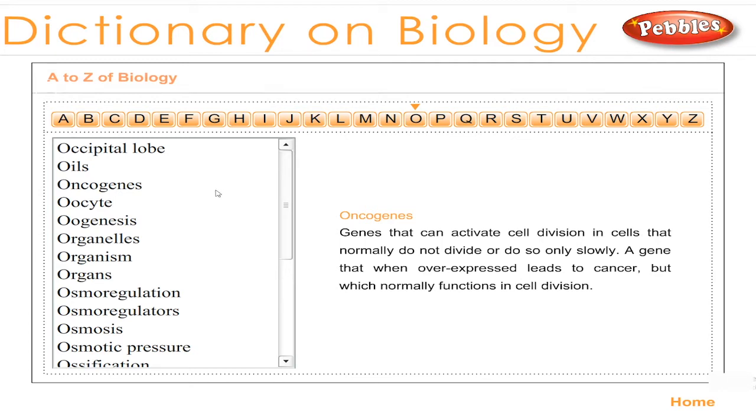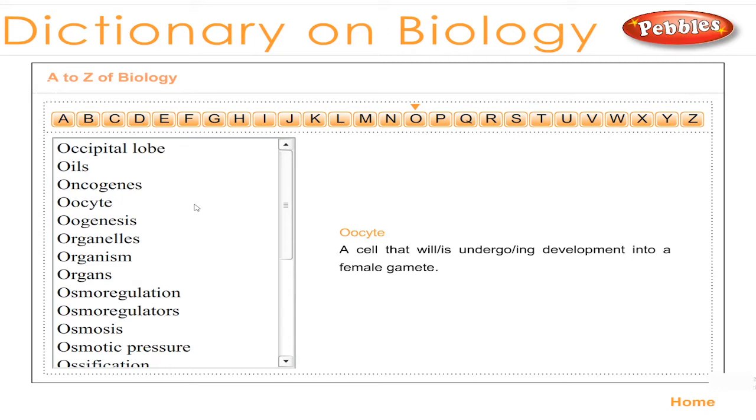A gene that when overexpressed leads to cancer, but which normally functions in cell division. Oocyte, a cell that will or is undergoing development into a female gamete. Oogenesis, the production of ova, the development of a diploid cell into a haploid ovum or egg cell.